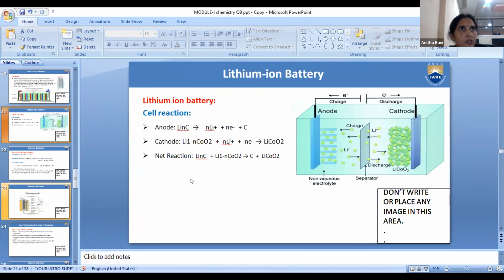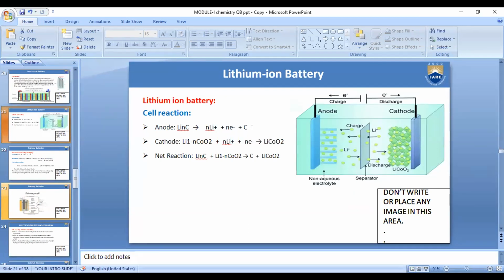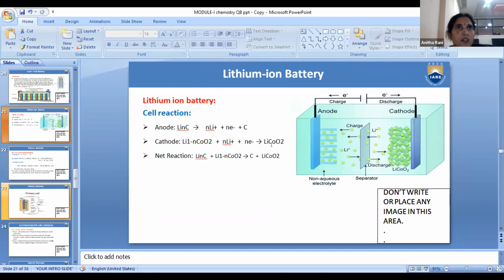Tell me, students, what is the anode? Graphite, very good. Anode is graphite. Cathode is lithium cobalt oxide. Electrolyte is a lithium salt, lithium tetrafluoroborate, which we will use as the electrolyte.